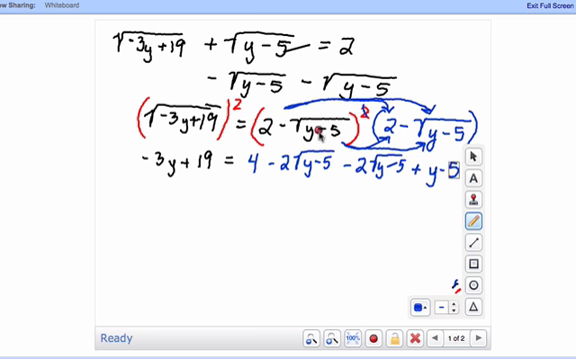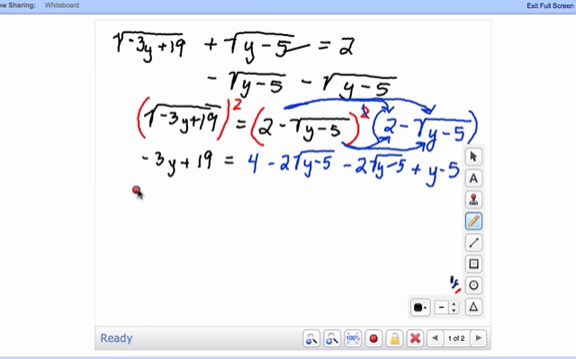Okay. Square root of y minus 5 times square root of y minus 5 would be y minus 5, just like the square root of 2 times the square root of 2 would be 2. Okay? And now we're just going to simplify that. Great.